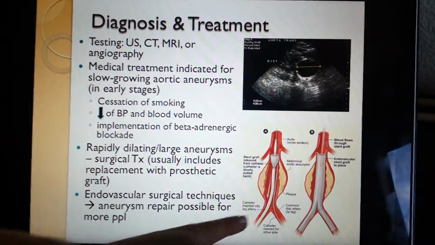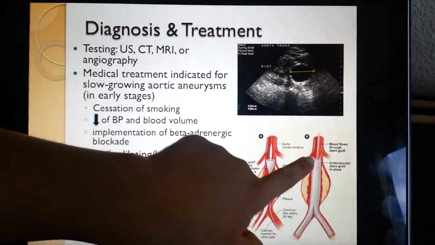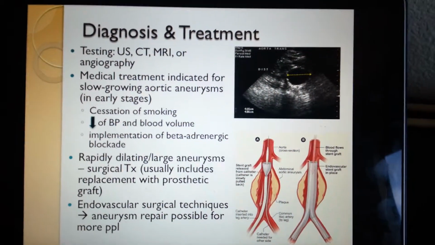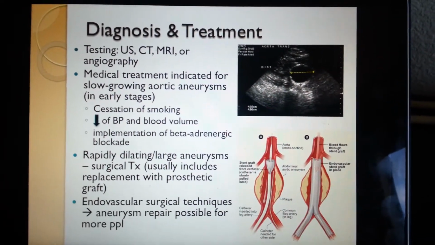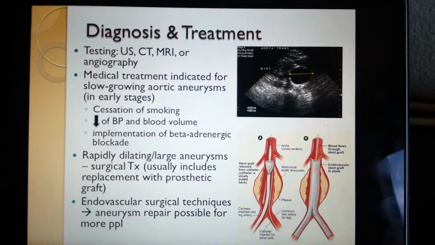This is pretty much what an endovascular surgical technique looks like. This is an endovascular stent graft being put in, and those tend to allow aneurysm repair to be possible for more people. And that leads to just better conditions for aneurysms for pretty much everyone.